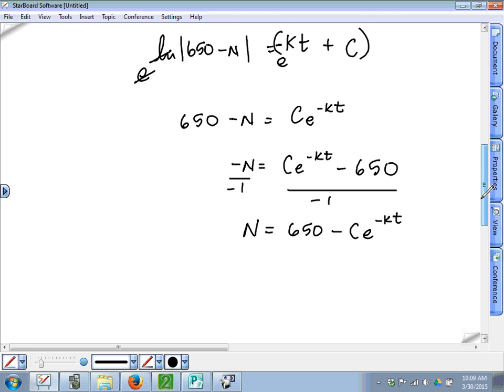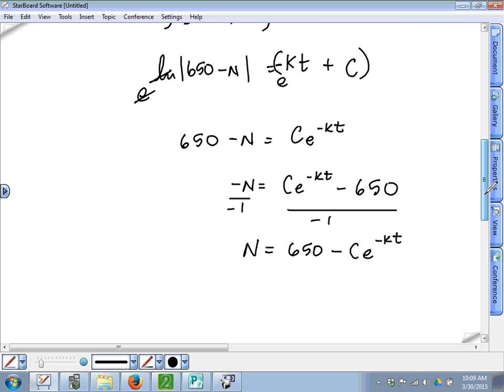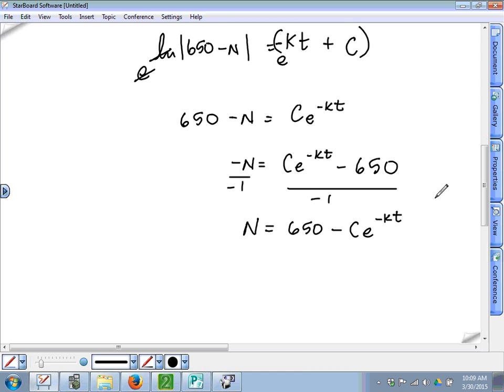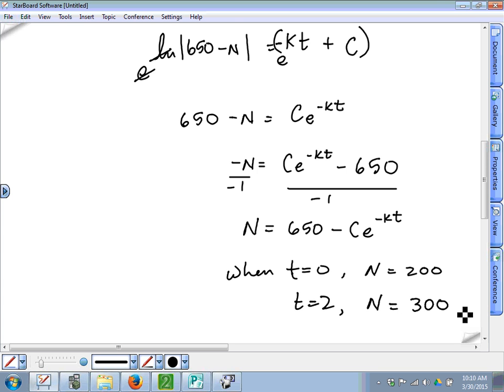Now, the point of the problem is to figure out how many coyotes there are at year 3, at t equals 3. I can plug in a 3 right here, but what's the other problem? We don't know C, we don't know k. Well, they've given us two initial conditions. When t equals 0, N equals 200. And when t is equal to 2, N was equal to 300. We'll have to finish this up next time, but using the initial conditions, we can solve for C and k.